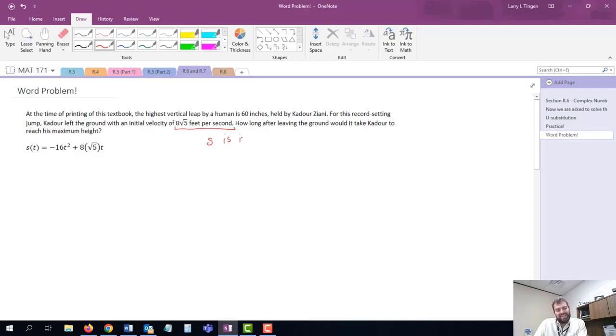S is in feet. Okay? Maximum height that Kaddour reaches is 60 inches, so we do have to do a quick little conversion here. 60 inches. I want inches to go away. I want feet to end up. Do you have to do this? No, you don't. But it's always helpful to see the math when it's working. This is dimensional analysis. We're just getting rid of the inches. And 60 times 1 is 60 over 12. These are feet. 60 divided by 12 is 5 feet.